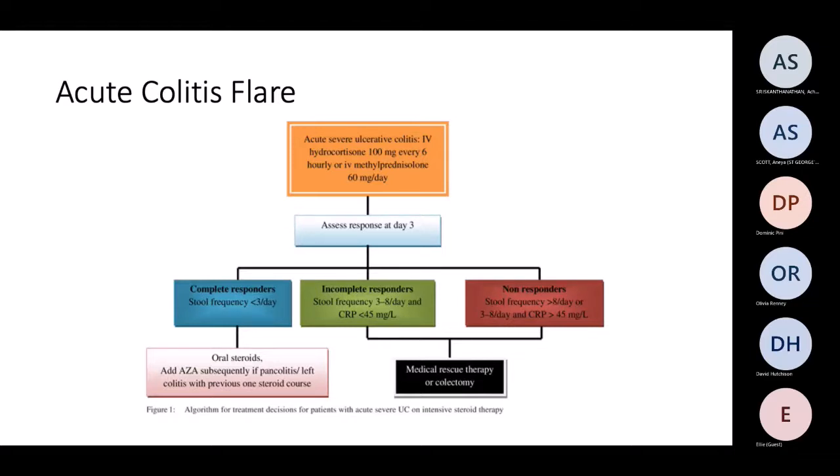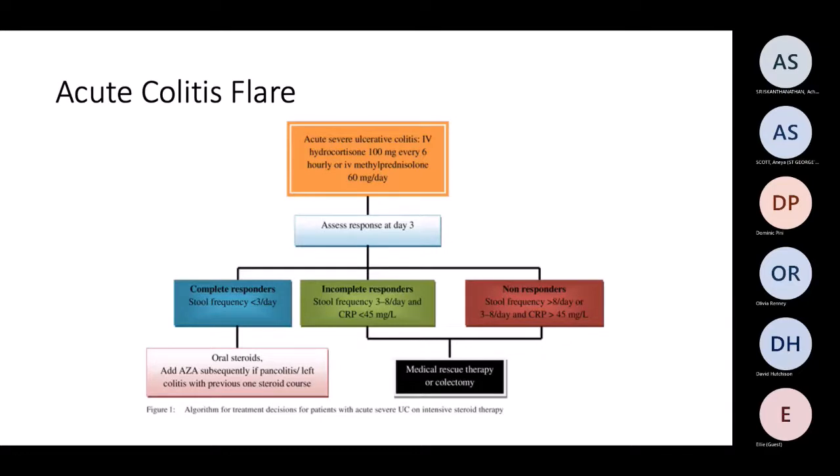If it is working, so if it resolves their flare, their stool frequency reduces to less than 3 in a day, then we might switch them to oral steroids. And then when they're discharged, we might review their medication. We could add azathioprine. If they're not quite responding, but they're getting slightly better, we may try a medical rescue therapy. So that would be a drug such as cyclosporin or an anti-TNF, such as infliximab.